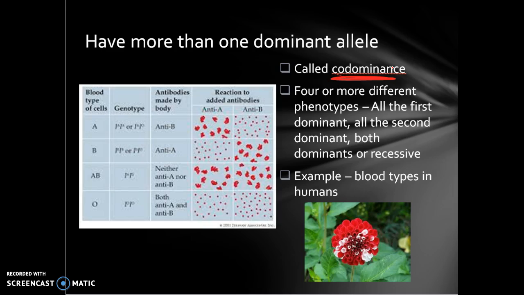And what this produces is that you have multiple different phenotypes. You have 4, or sometimes more, depending on how many different codominant genes you have, but you have at least 4 phenotypes. They can be all the first dominant, all the second dominant. They can have both dominants, so they can display both dominant traits, or they can be the recessive trait. So those are your 4 options.